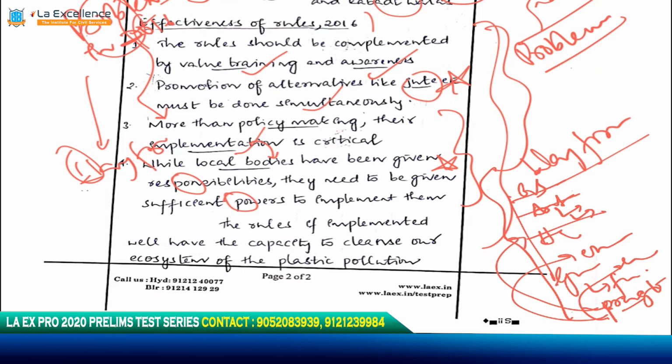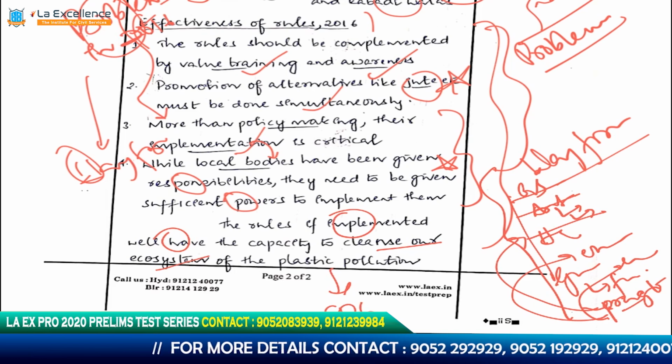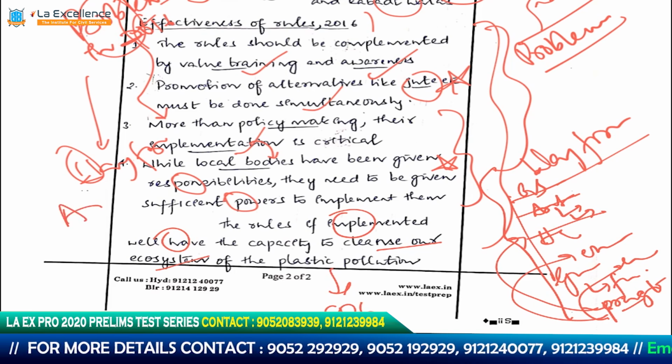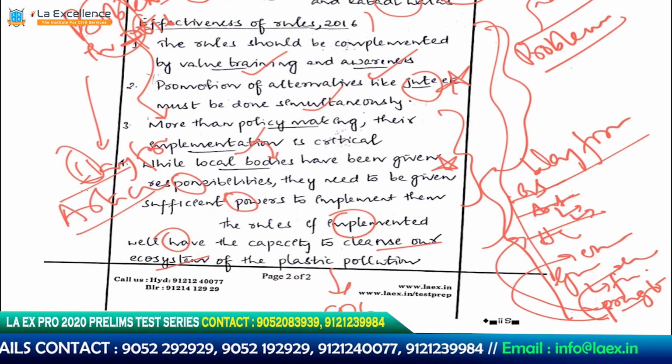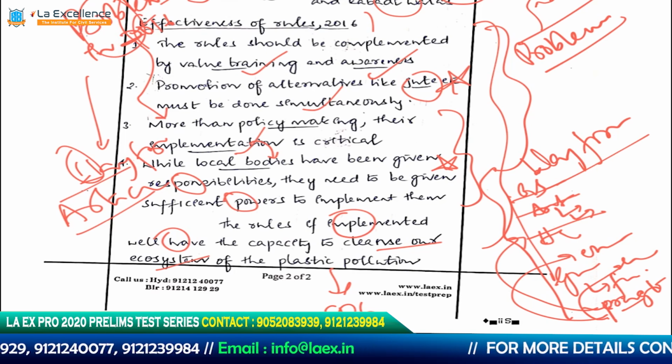So let's move to the conclusion. The rules, if implemented well, have the capacity to cleanse our ecosystem of plastic pollution. And in addition to this, you should have mentioned SDG, that is relevant here. You should have mentioned the article of the constitution, which is relevant here. So that is my review about this answer. This answer is an overall good answer.